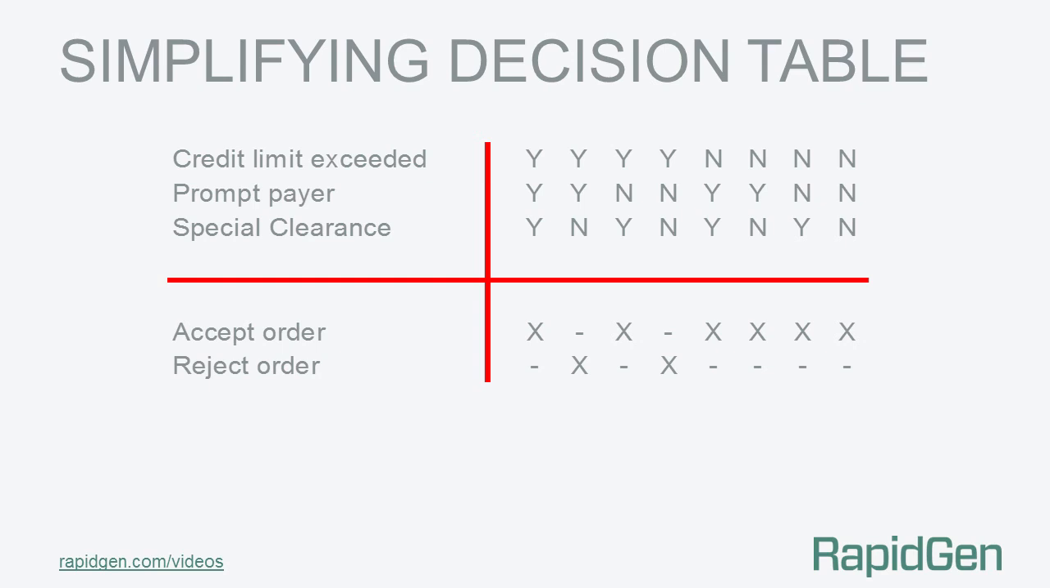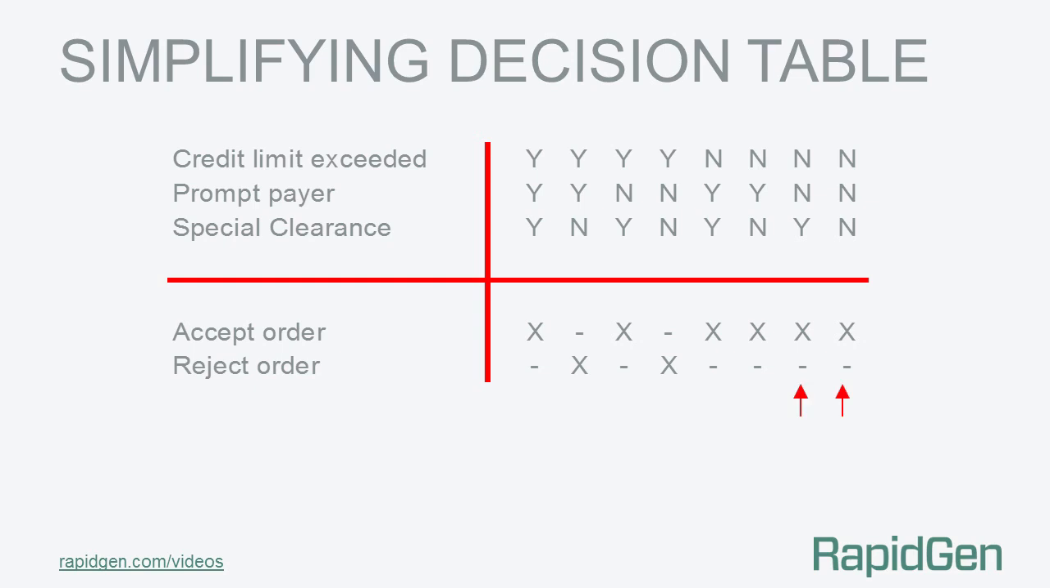This is our simplifying rule. Any two rules which have identical entries except for one condition row which contains a y and n may be consolidated into one rule which contains a dash in place of the y and n. Obviously the rules must have the same action.